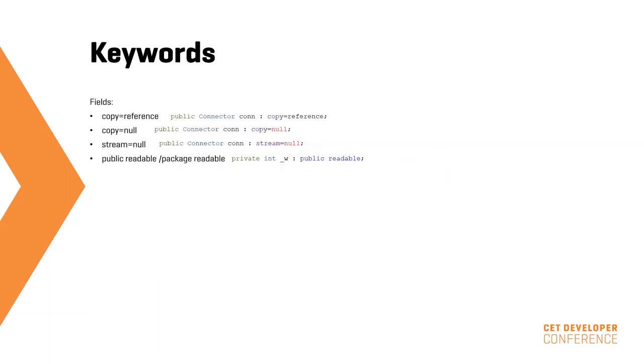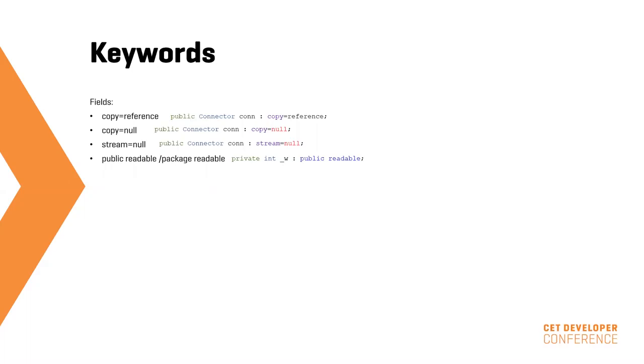The field keywords that I like are copy equals reference. This can only be added to reference type fields, but it will return a reference to this field when copied. So if I copy a field with this on it, it will return a reference to that field. It will not return a deep copy. Similarly, copy equals null will return a null or a 0 or whatever the default value of that field's type is.